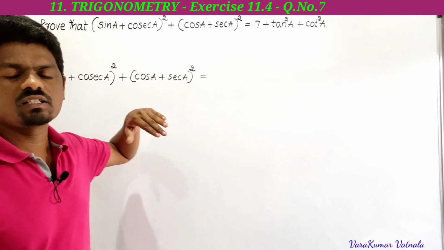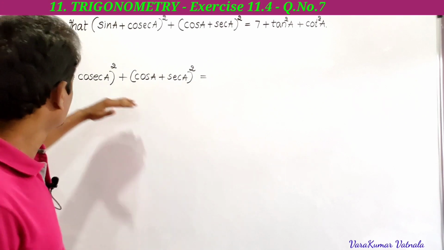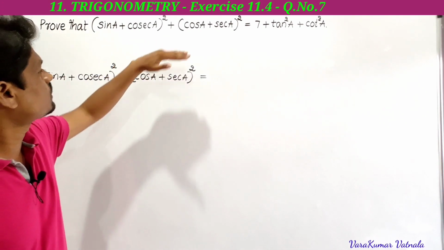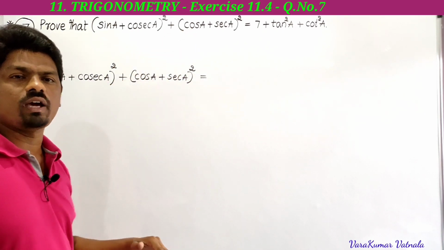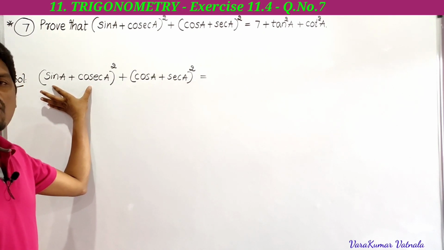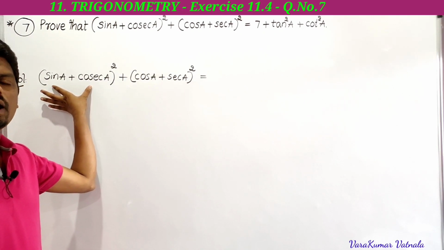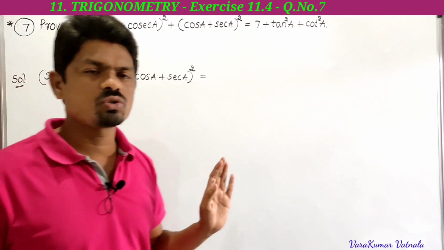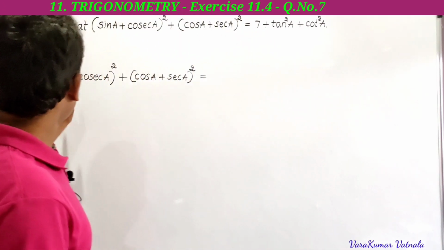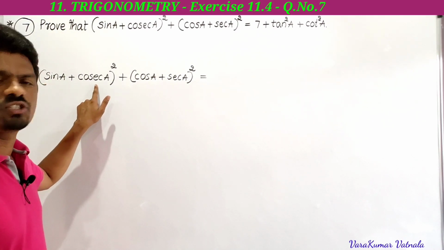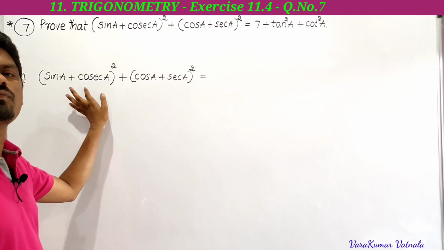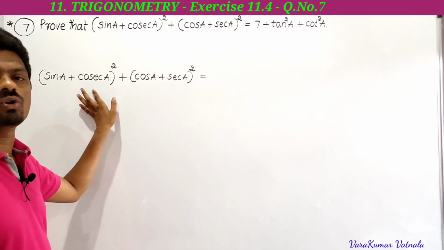By taking LHS, again we have to find RHS. So this is LHS: (sin A plus cosec A) whole square plus (cos A plus secant A) whole square. So this is the LHS he has given. The first one is in the form of (A plus B) whole square. We have (A plus B) whole square equal to A square plus B square plus 2AB. But here A is sin A, B is cosec A. Now I want to expand the first term using (A plus B) whole square.